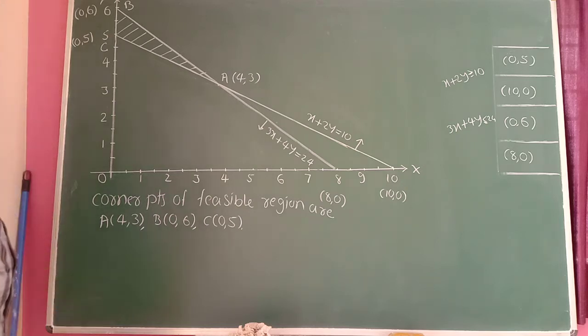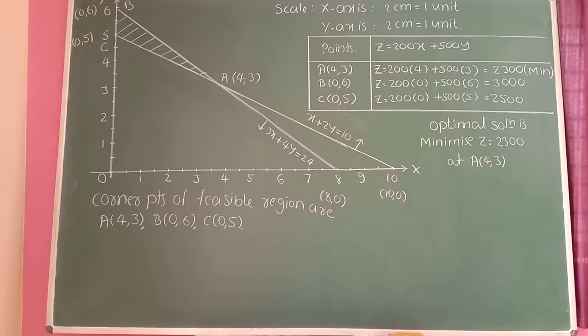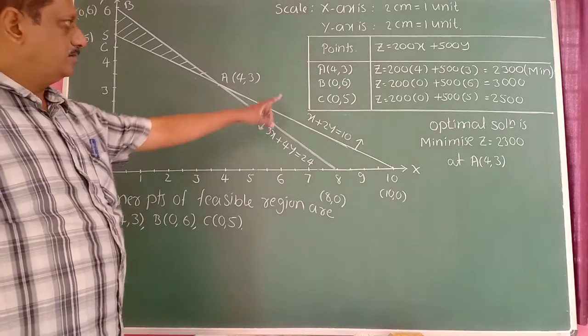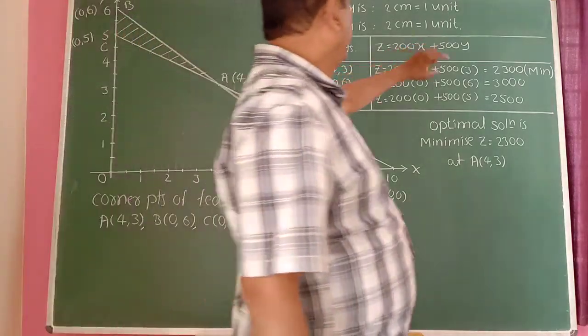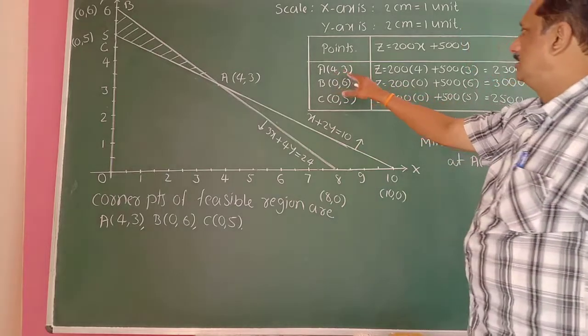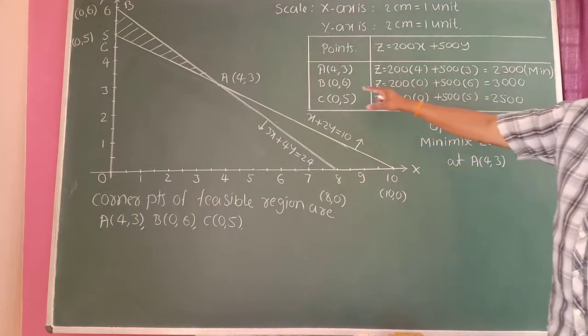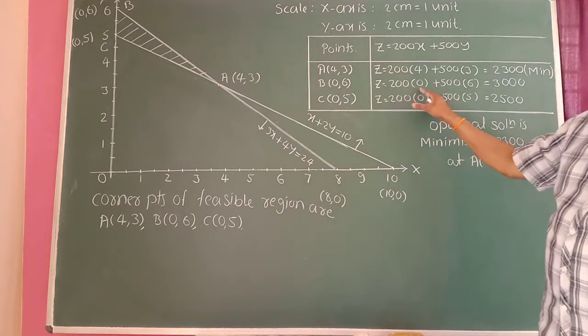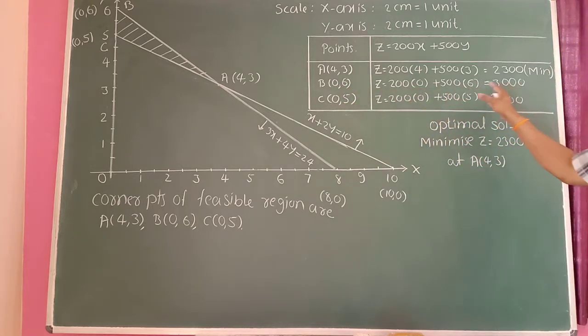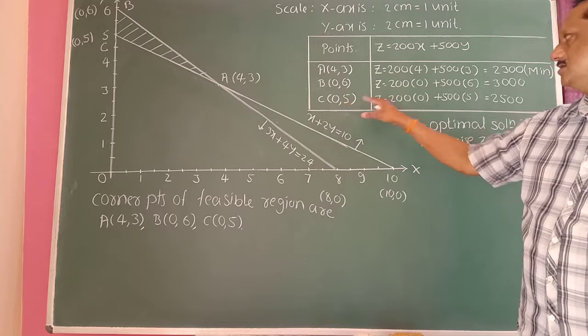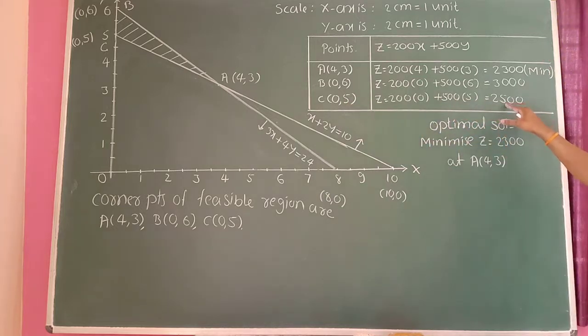Use these points in the objective function. So these are the corner points A, B and C. Using the objective function, x is 4 and y is 3. Simplify, we get 2300. X is 0, y is 6. Substitute, simplify, we get 3000. X is 0 and y is 5. So substitute and simplify, we get this one.